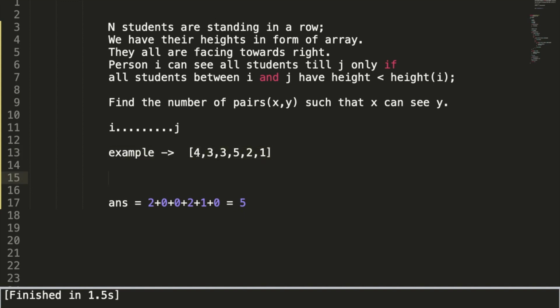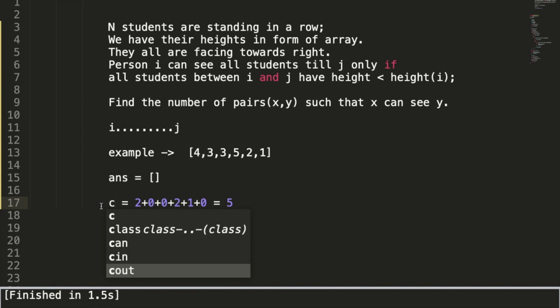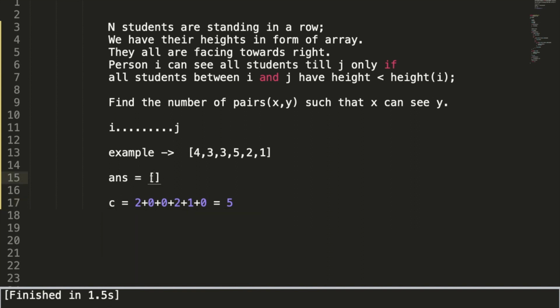For every i, we are going to store an array which will give the answer for i. It will give the index j such that the jth element is the first largest element for i. For example, if I calculate the answer, we can call this answer count. This will represent the next greater integer for every index.